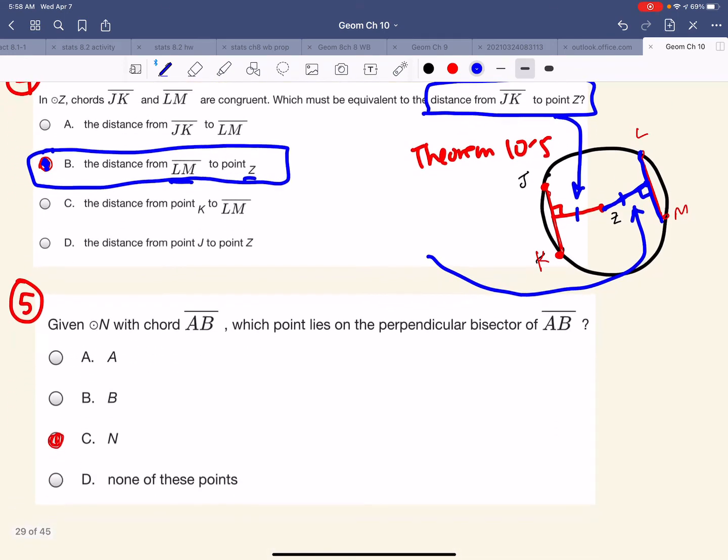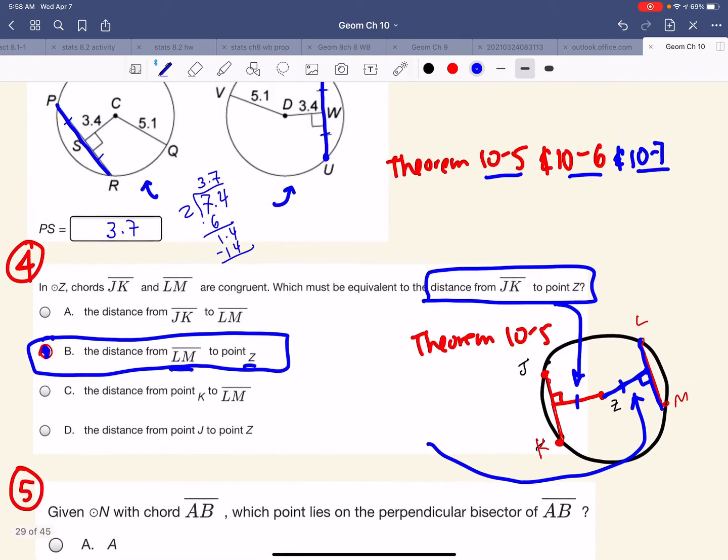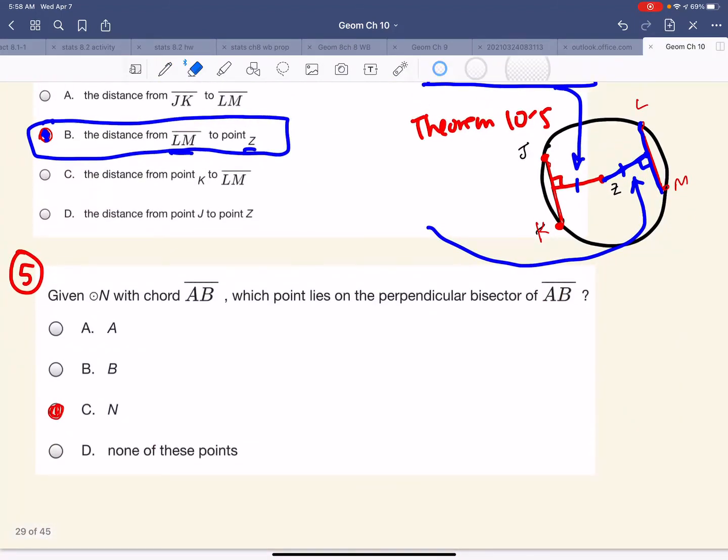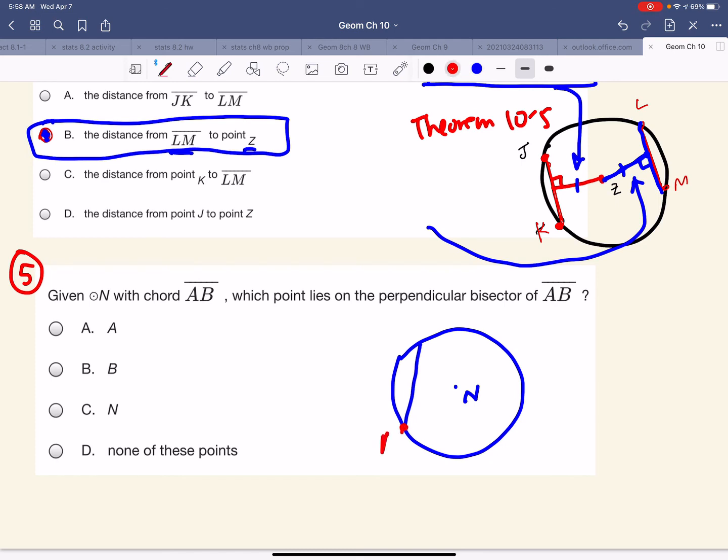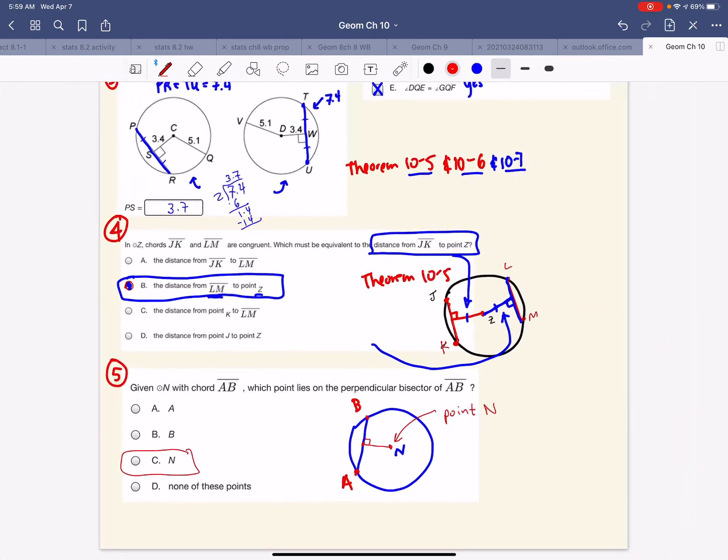Question number four. It looks like I already picked in. Okay, let's make sure here. All right, it said given circle N with a chord AB. Which point lies on the perpendicular bisector of that? Okay, so cut that in half, add a 90-degree angle. Notice point N lands on there, our center. So yeah, that's why we picked N. Looks like I must have done this question already.